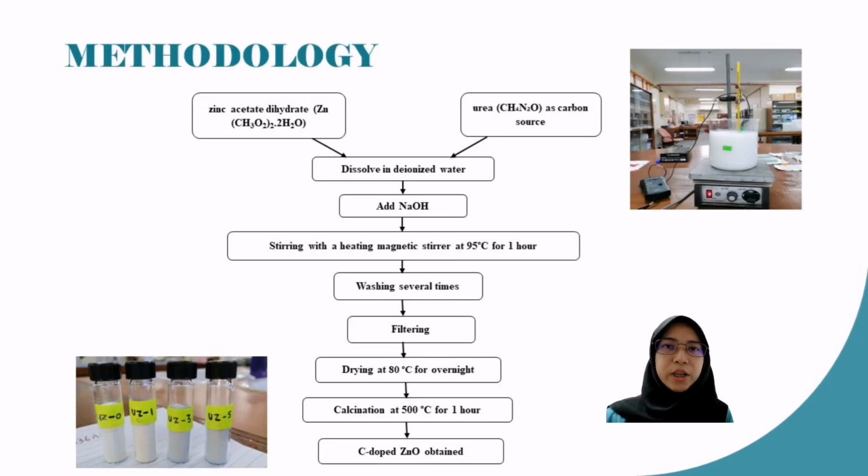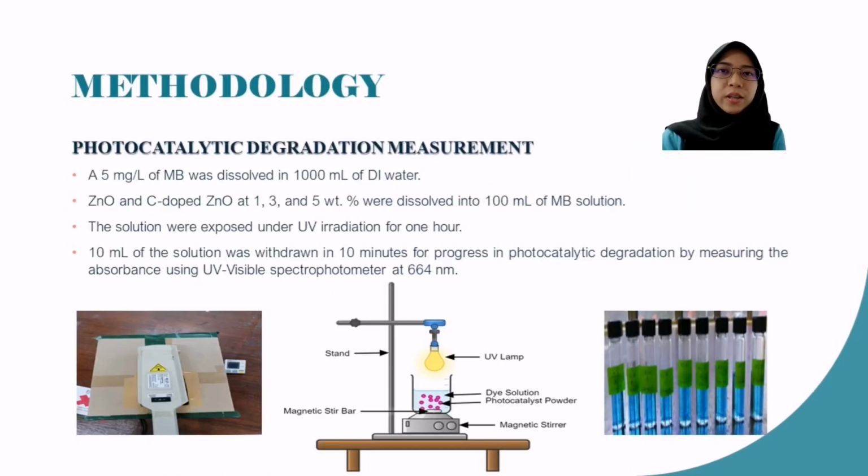The third part is methodology, and this is the flowchart of the whole process of preparation of C-doped zinc oxide. In the photocatalytic degradation measurement, 5 mg per liter of MB was dissolved in 1000 ml of deionized water, while zinc oxide and carbon-doped zinc oxide at 1, 3 and 5 weight percentage were dissolved in 100 ml of MB solution. The solutions were exposed under UV radiation for 1 hour.